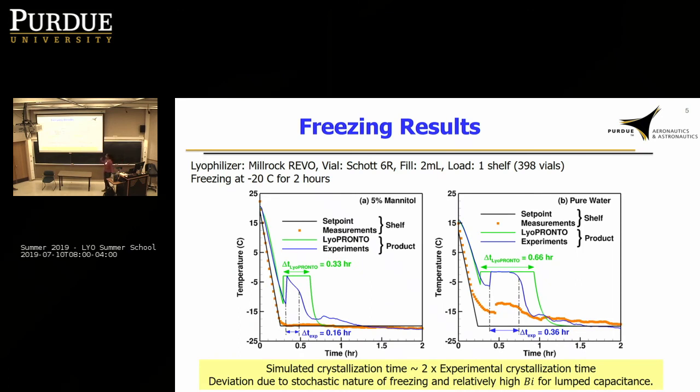What we're really interested in looking at is that green curve and the blue curve. The blue curve is experimentally the temperature profile that is measured using a thermocouple during freezing, and the green is what this tool predicts. A is for 5% mannitol and B is for pure water. The one thing that is very obvious is that you're assuming this constant temperature of TF during this crystallization stage.